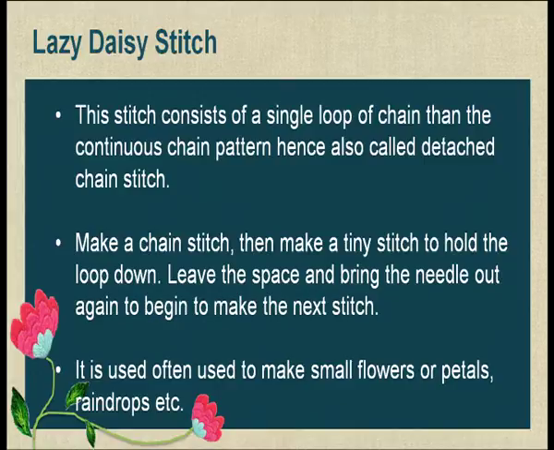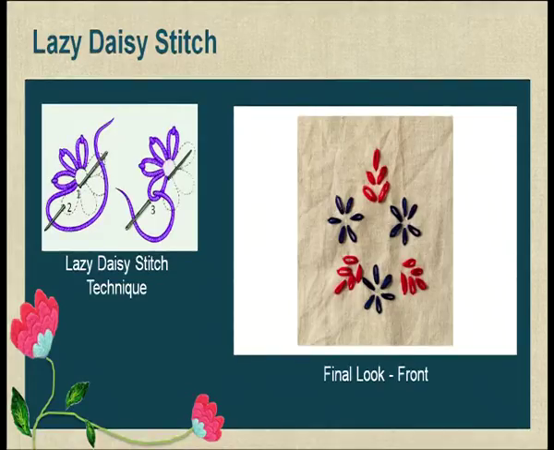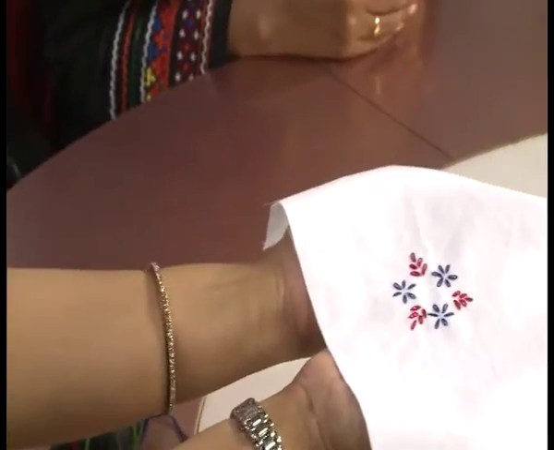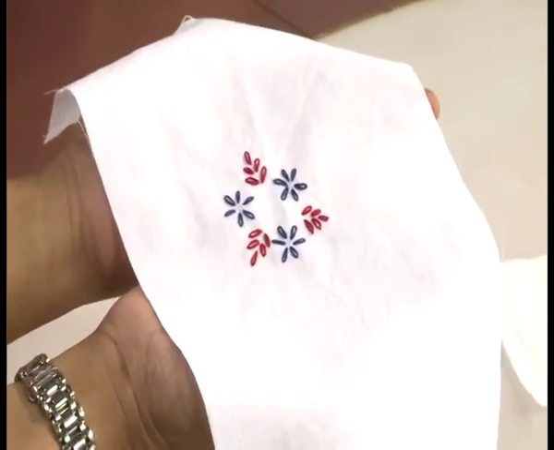It is used often to make small flowers or petals or raindrops, etc. You can see over here how the lazy daisy, the same type of stitch in chain, is forming the flowers and also raindrops. Show you how to make a lazy daisy stitch.